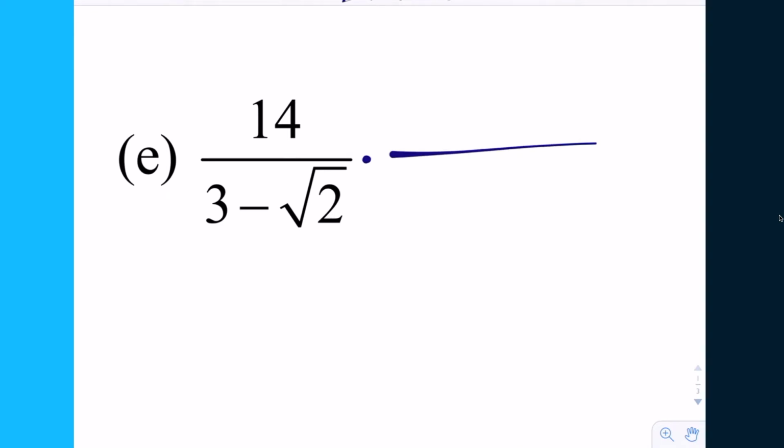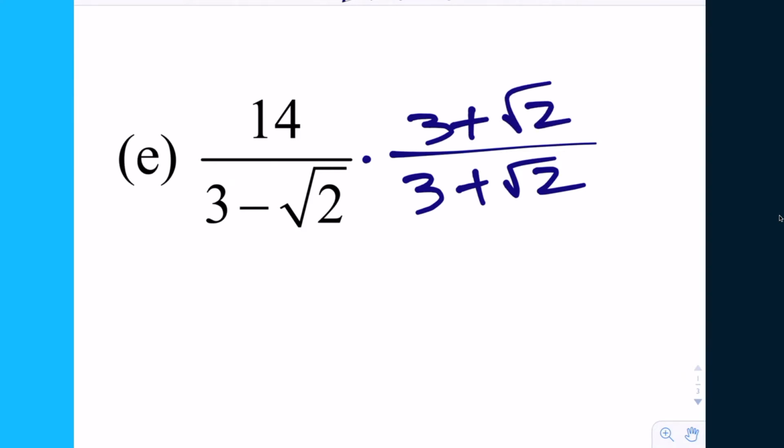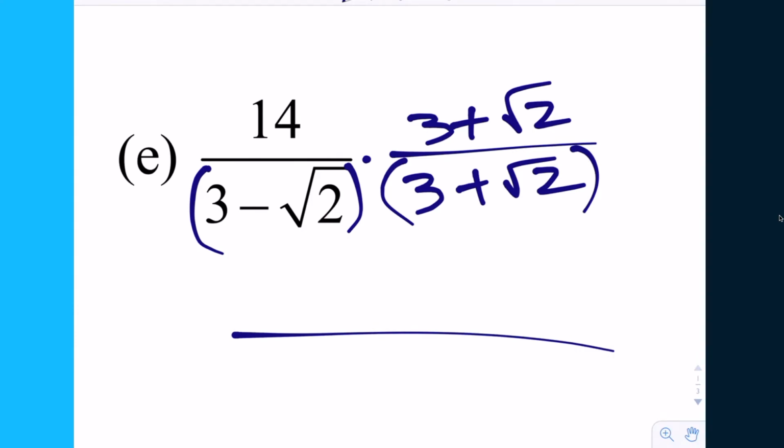What do we multiply by, guys? I can't just multiply by square root of 2 over square root of 2 because I have two terms. So I have to multiply by the, what's the word? Conjugate. So it's going to be 3 plus square root of 2 over 3 plus square root of 2, right? Because we're just multiplying by a clever form of 1. Now, the expansion should always take place with the conjugates. Always expand the conjugates. Always.